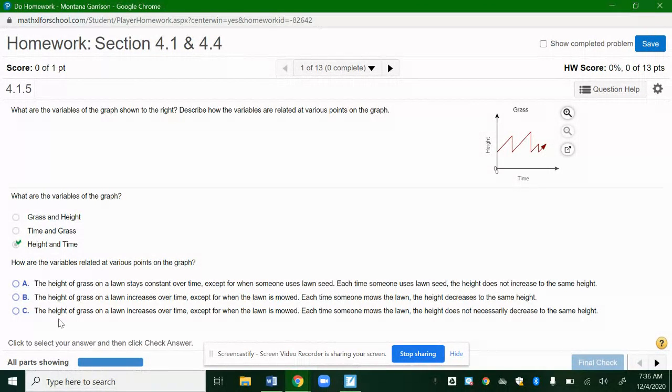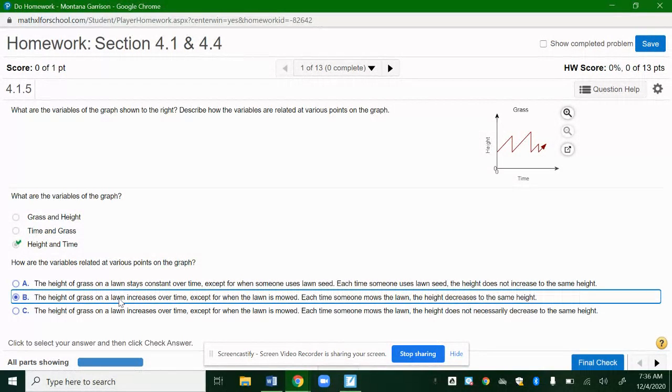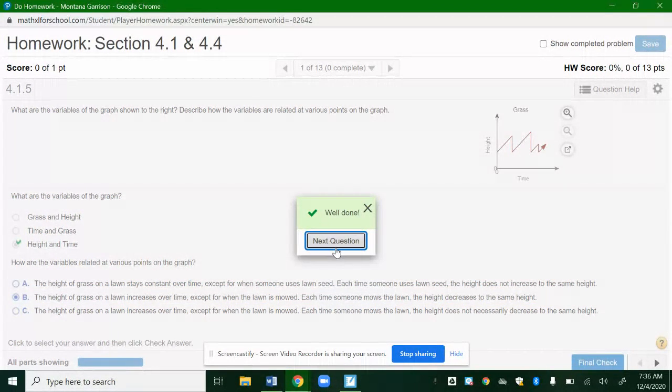C says the height of the grass on a lawn increases over time, except for when the lawn is mowed. That part's the same. But this one says each time someone mows the lawn, the height does not necessarily decrease to the same height. Well, we just talked about how all of these low points here, after it's mowed, are the same height. So B would be the correct answer because they do decrease to the same height. So it's just a minor change there between B and C. So that's where I'm saying really watch your wording.